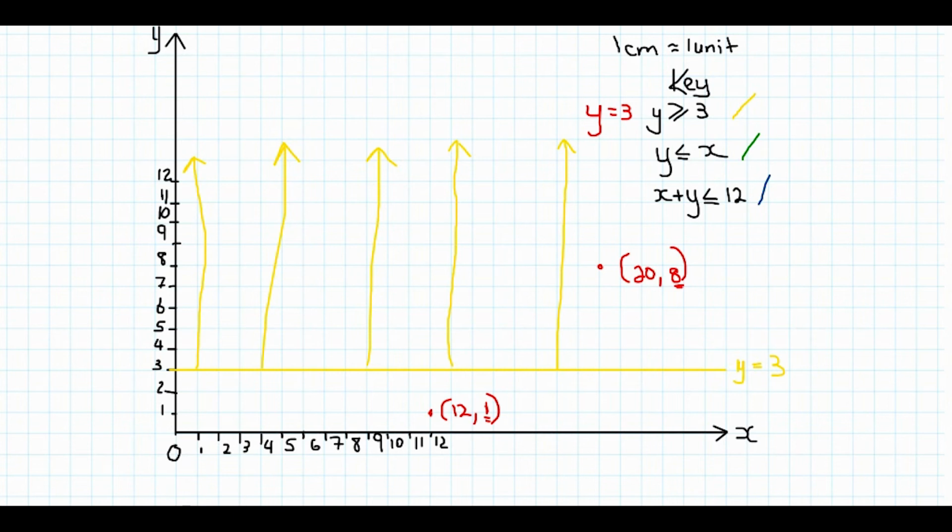Alright, so you can test out your regions if ever you're doubtful. Test out your regions and you'll be able to get it. So from here now, we're going to move on to the second inequality, which says y is less than or equal to x. And we're going to do the same thing we did earlier.